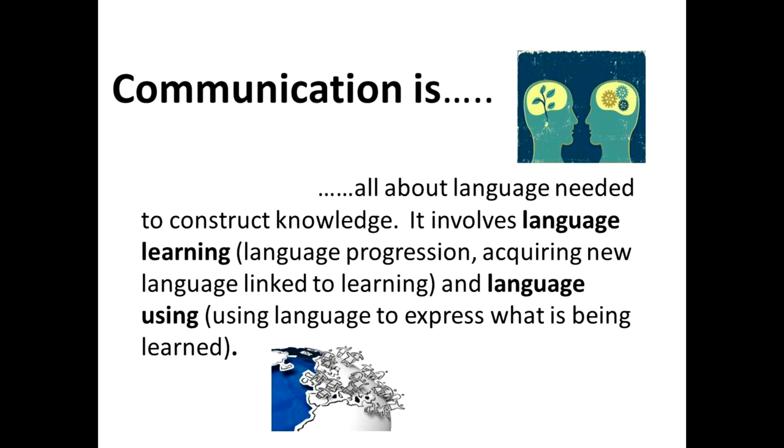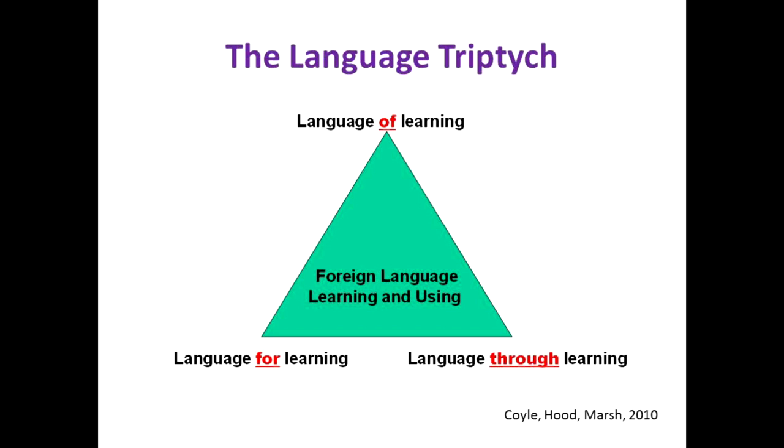Communication is part of any learning, be it through a foreign, first or second language. The language triptych provides us with a useful reminder that creating the necessary conditions for learning is needed in order to enable learners to access the different types of language: language of learning, language for learning, and language through learning. Language of learning is the language closely related to the content, such as key vocabulary, expressions, and terminology.